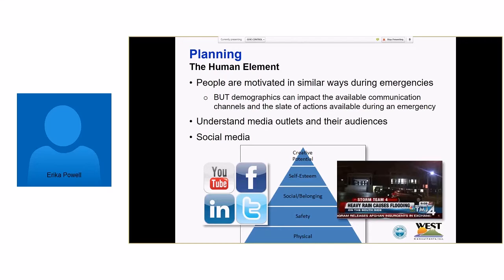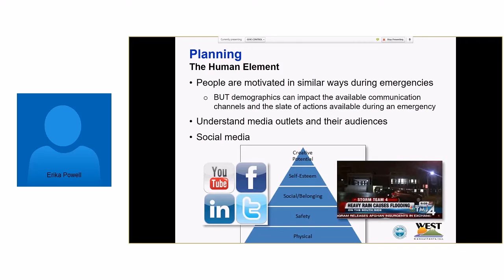Understanding the human element is another really important piece to the puzzle. It turns out people are motivated in similar ways during emergencies, but the demographics in your region can have a really big impact on how and where and when you can communicate to your population segments during an emergency. You have to really understand your media outlets and who their audiences are, what languages are prevalent in your area, and how you get to those folks. What kind of communications tools do they have? Are smartphones prevalent in your audience or not?